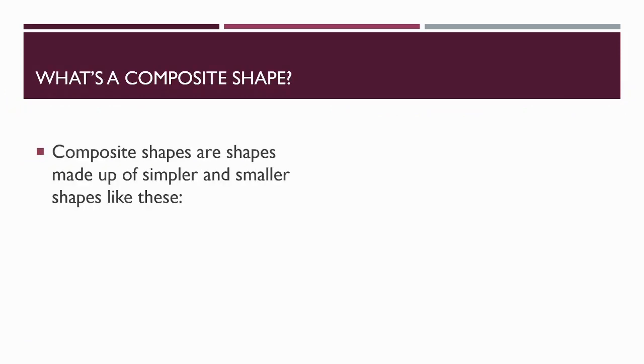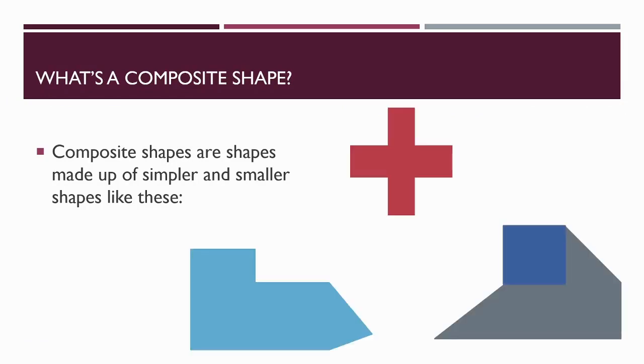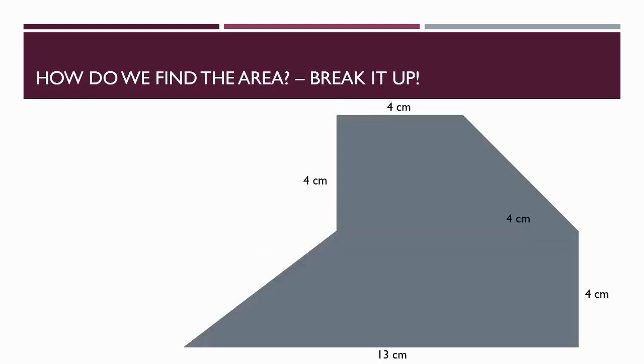Composite shapes are shapes made up of simpler and smaller shapes like these. Squares, rectangles, and even triangles are the building blocks of many composite shapes. Now that we know what a composite shape is, let's find out how to calculate its area.